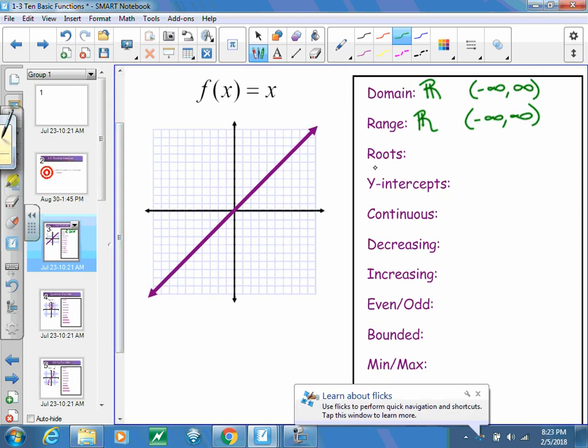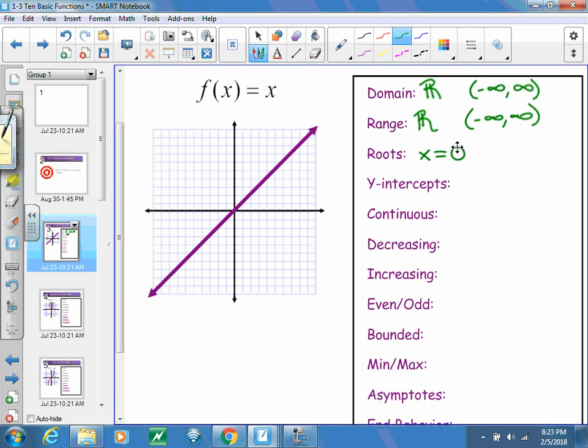As far as the roots go, when we talk about roots, we're talking about x-intercepts. In this case here, the x-intercept would be at 0, since it's going through your origin. The y-intercept is going to be (0, 0). As far as this graph being continuous, it is. There are no breaks in it. There are no holes or anything like that.